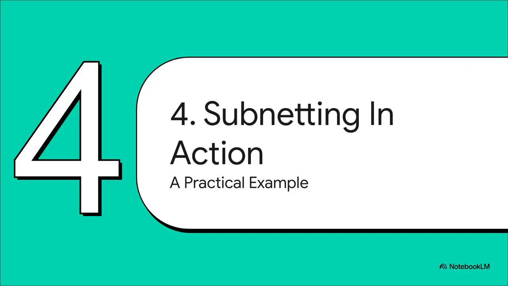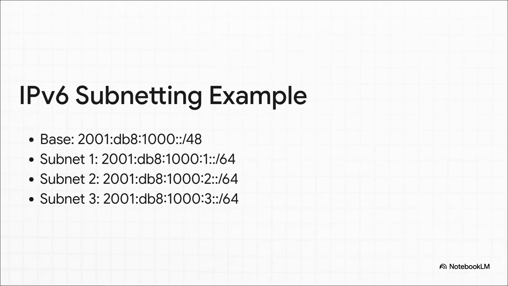Which brings us to Section 4, Subnetting in Action, looking at a practical example. To really see how the math works here, just look at how incredibly simple this division is. Let's say we start with a base organizational network, a /48. To break this down into those standard /64 subnets, we literally just increment the network portion by changing just one single hex value: 1, then 2, then 3. An organization can effortlessly spin up thousands of perfectly isolated subnets, all from one single base.